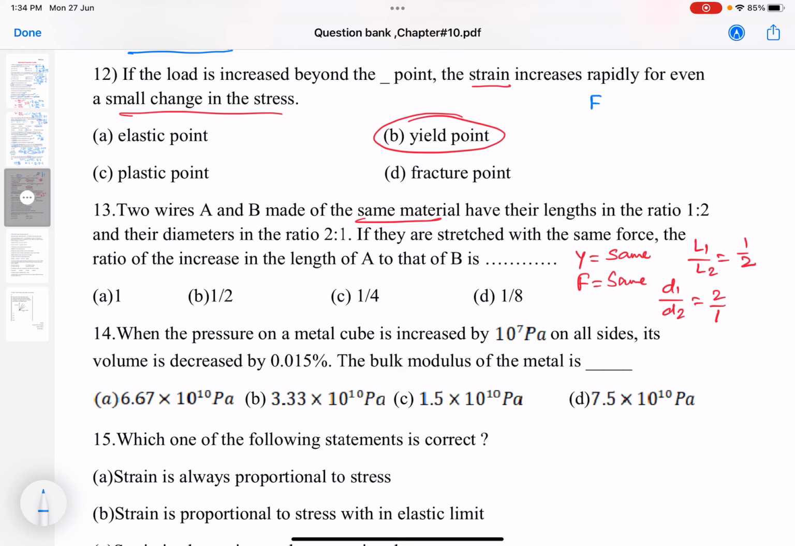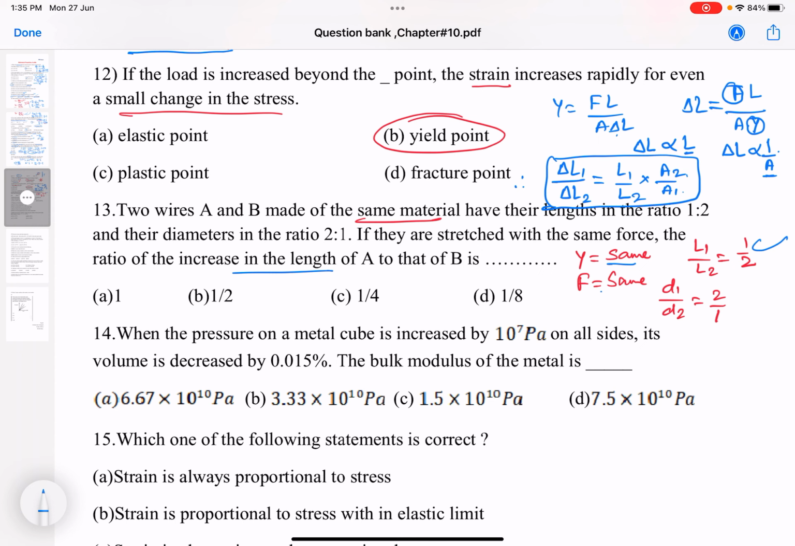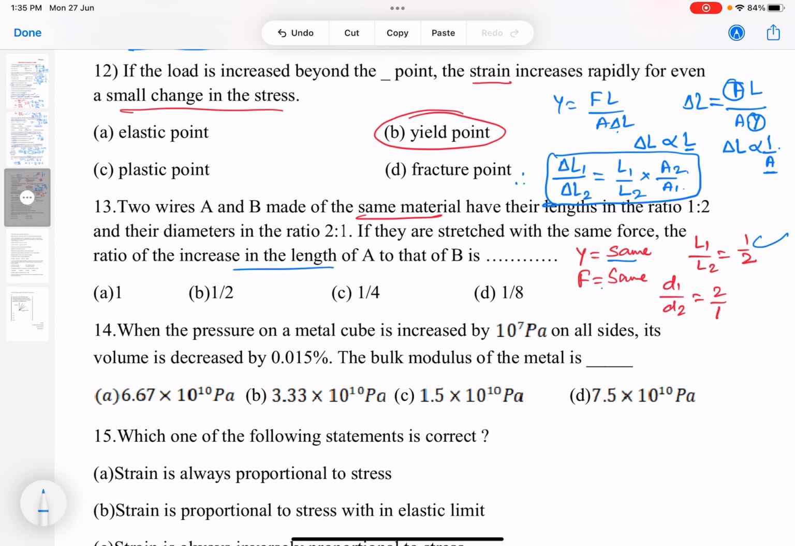He has given the L1 by L2 value, and also A2 by A1 is nothing but D2 square by D1 square. Area is nothing but pi d square by 4 in terms of diameter. So D2 square by D1 square is nothing but 1 by 4. 1 by 2 into 1 by 4. You will get the answer as 1 by 8. So this is the answer.